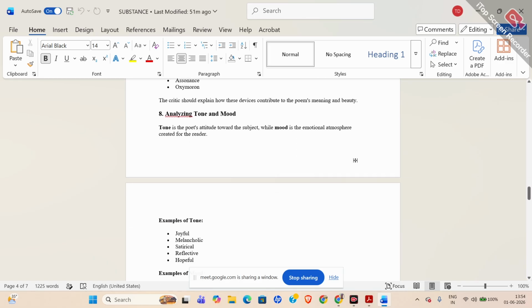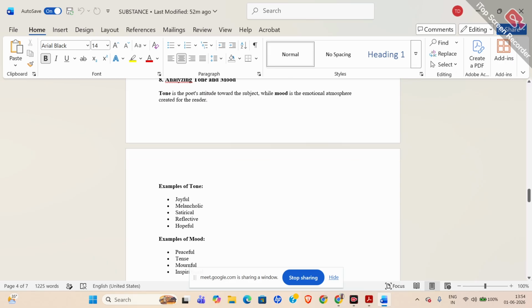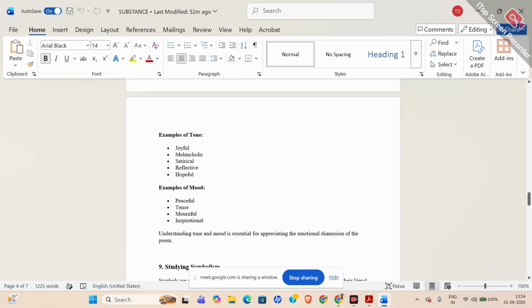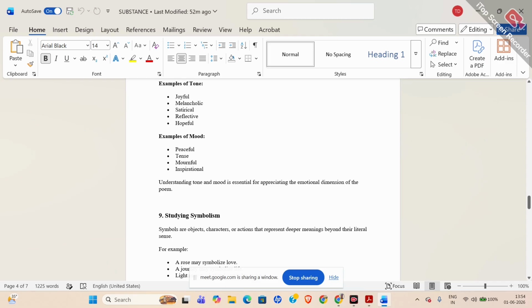Next is analyzing tone and mood. Tone is the poet's attitude towards the subject, while mood is the emotional atmosphere created for the reader. So কিভাবে বলছেন এবং কোন mood একটা created হয়েছে. Tone হতে পারে joyful, melancholic, satirical, reflective, hopeful, এগুলো হতে পারে. Examples of mood হতে পারে peaceful, tense, mournful, inspirational. Understanding tone and mood is essential for appreciating the emotional dimension of the poem.